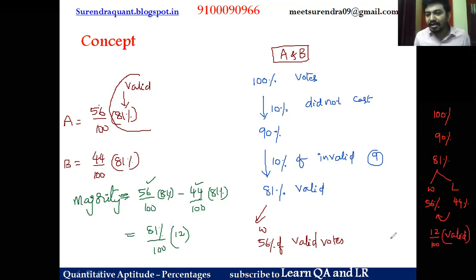So the majority is what, friends? The majority is 12% of the valid votes. So 12% of the valid votes are how much? 81% of total. So this is the right approach to solve the questions based on elections and votes model. Now let us try to go for numericals where you can understand in better perspective, right? So these are the terminology that you can typically see in any kind of entrance exam, right?